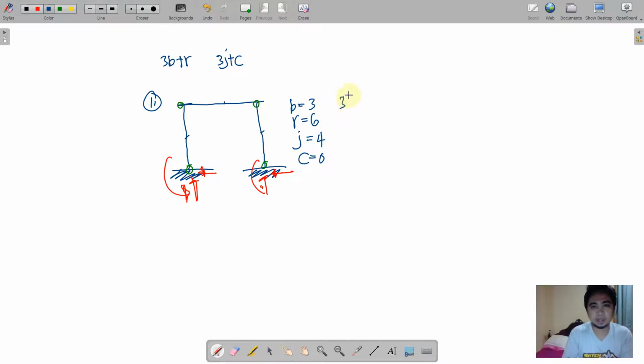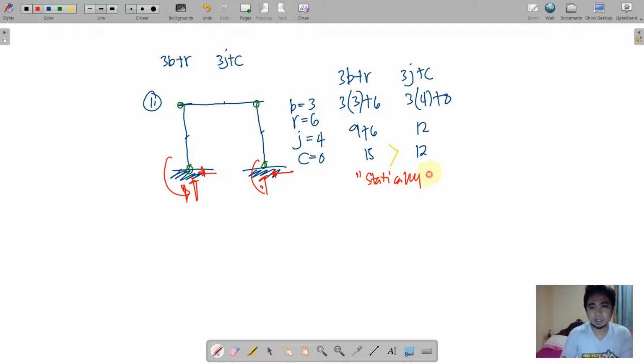So we have here now 3B plus R, and 3J plus C. Bar is 3, R is 6, joint is 4, C is 0. So 3 times 3 is 9, plus 6, so 9 plus 6 is 15. 15 is greater than 12. So our evaluation is this is statically indeterminate to the third degree.